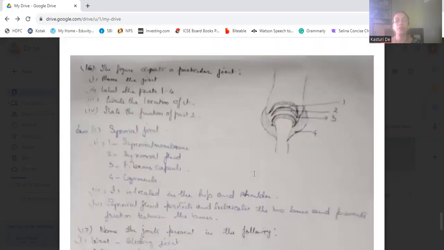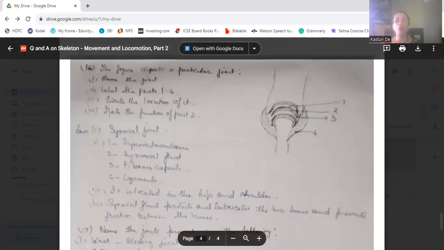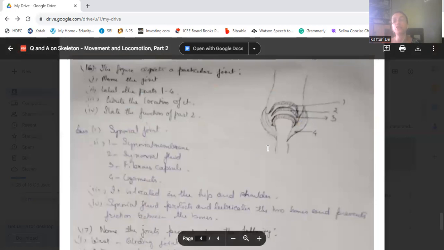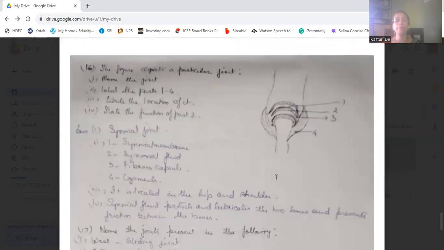Now, this is also a figure. The figure depicts a particular joint. Here we have to name the joint, label the parts 1, 2, 3, and 4, write the location of it, where it is found, and state the function of part 2.